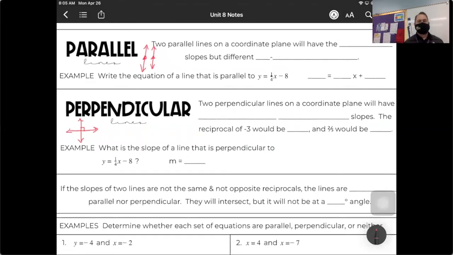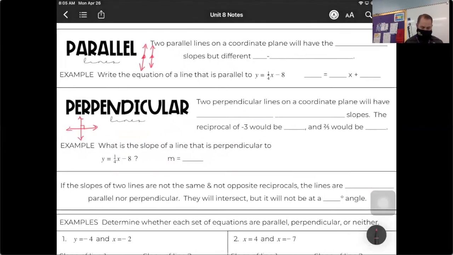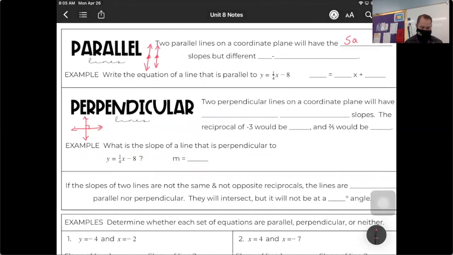Two parallel lines on a coordinate plane are always going to have the same slopes, but different y-intercepts. That makes them different lines. So they're going to cross the y-axis at two different places, but they're going to follow that same rise over run pattern, so they never intersect. When one goes up 1 over 2, the other one goes up 1 over 2. They're like mirroring each other.